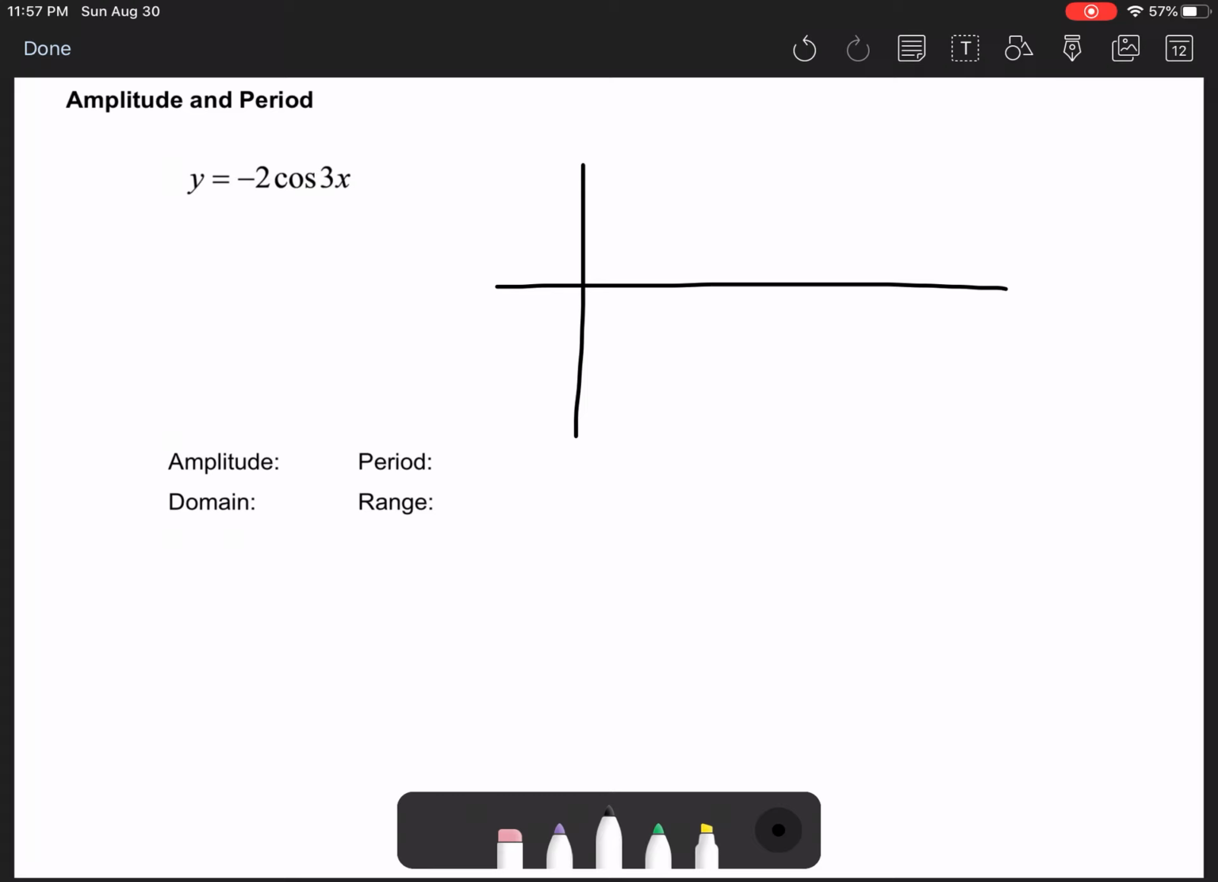All right, I see a negative 1, so I'm going to have a reflection. I also see A is 2, an amplitude of 2, and I have a B. So let's start with the amplitude. What this means is with the amplitude of 2, I'm going to be going up 2, and I'm going to be going down 2. And I'm going to go ahead and put in the amplitude is 2.